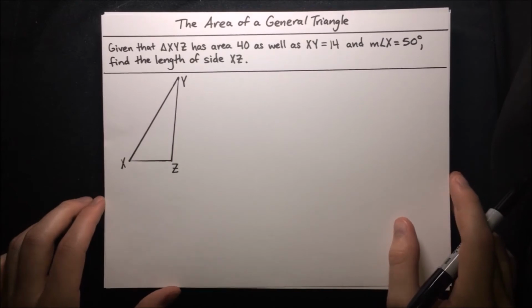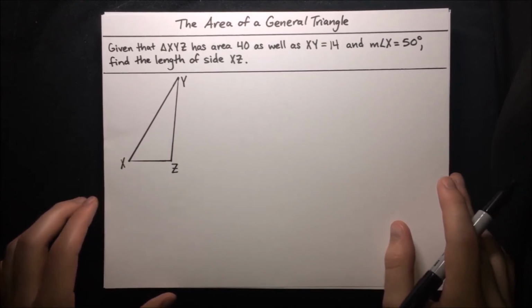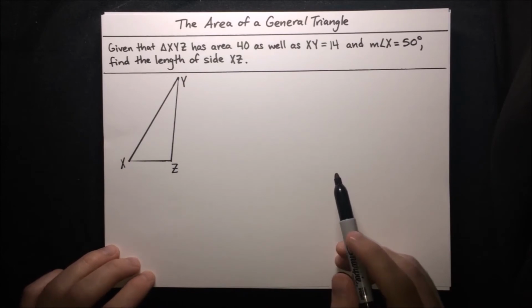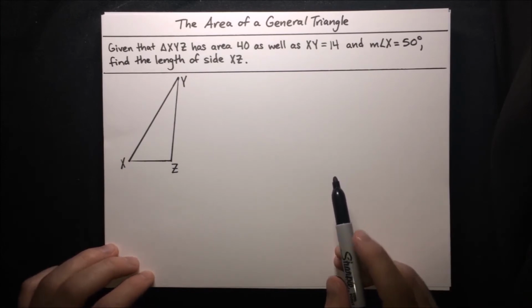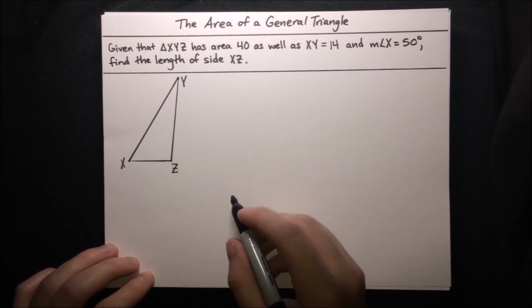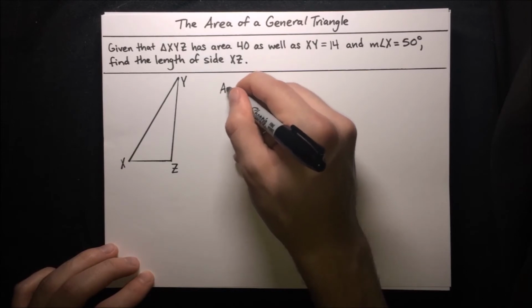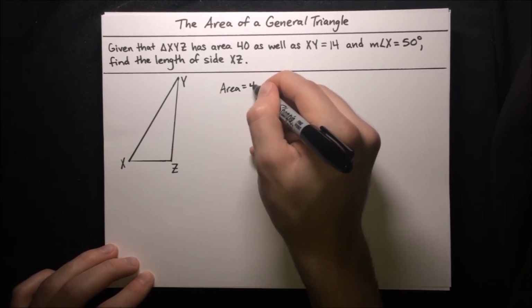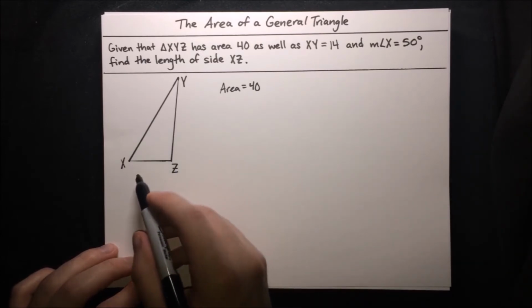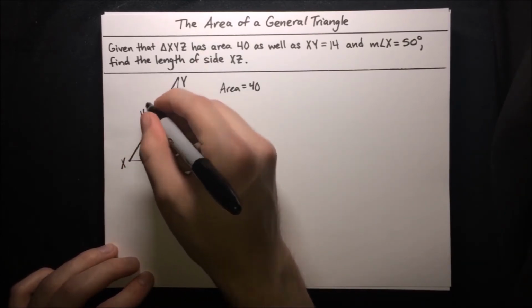Next up, we're given that triangle XYZ has area 40, as well as XY equals 14 and measure of angle X equals 50 degrees. And we want to find the length of side XZ. So here's our triangle. Let's first start by labeling the given information. So we know that the area is 40. And what else do we know? We also know that XY equals 14. So let's label that. That's 14 right here, XY.